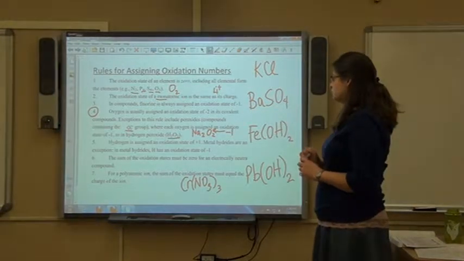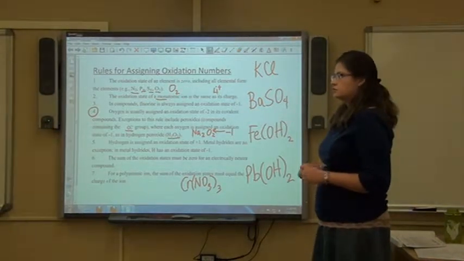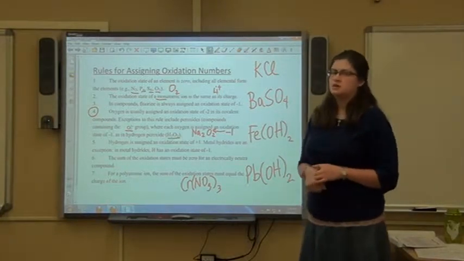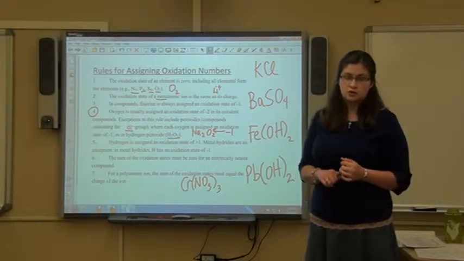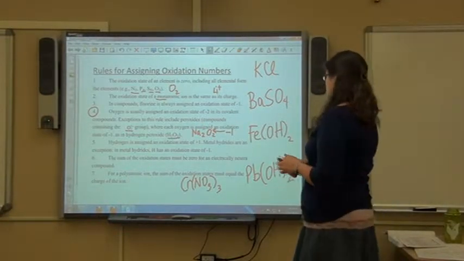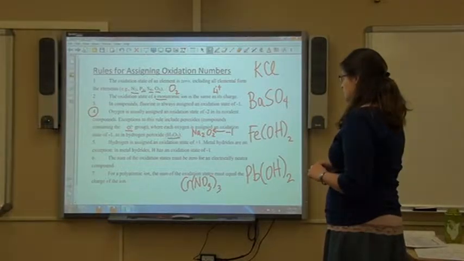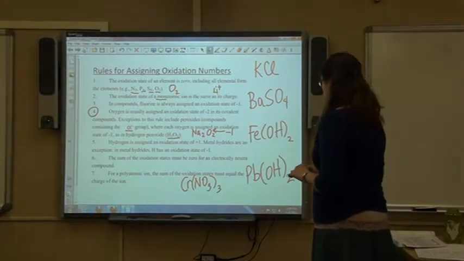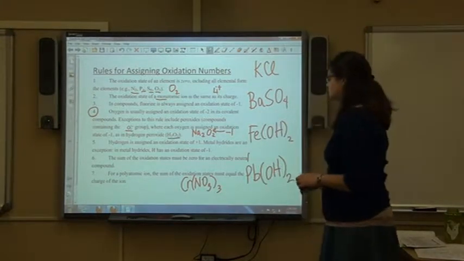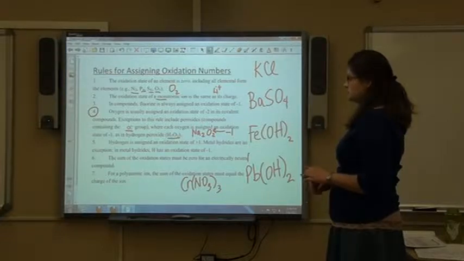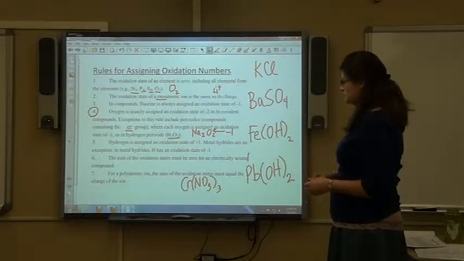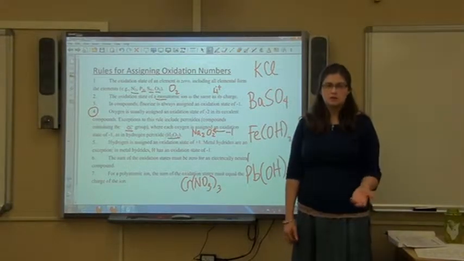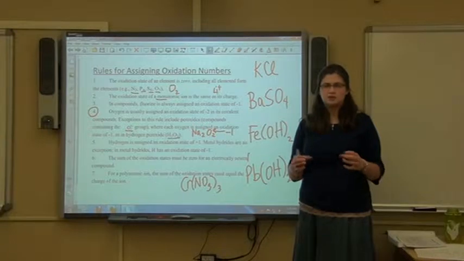Hydrogen is almost always +1. The only difference would be if it's a metal hydride and then it has a charge of -1. That's not something that you guys will see a lot in the course of your homework or quiz or exams. Number 6: the sum of the oxidation states must be 0 for an electrically neutral compound. And number 7 is basically the same thing. For a polyatomic ion, the sum of the oxidation states must equal the charge of the ion. This is the same thing that we were talking about when we were talking about charges and how they must balance to equal 0.